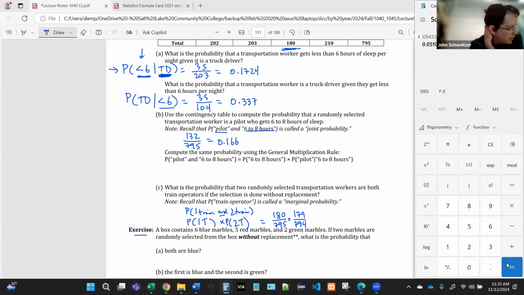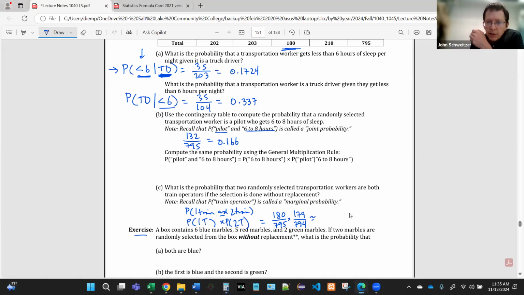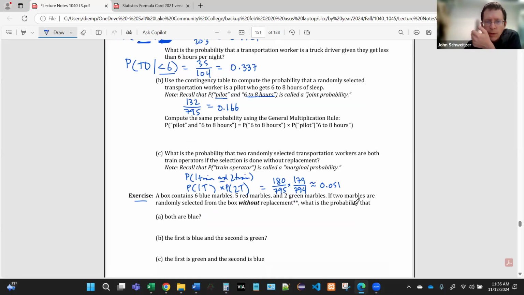Okay, and we get about a 5% chance. And that makes sense. If you randomly select two people out of here, the train operators, it's not the largest group. In fact, it's the smallest group in there. So it wouldn't be very likely to get two train operators in a small sample of two. It wouldn't be unusual, but it's pretty close to unusual. Remember, unusual being less than a 5% chance of happening. So this is a little bit more than 5%, but it's kind of borderline unusual.